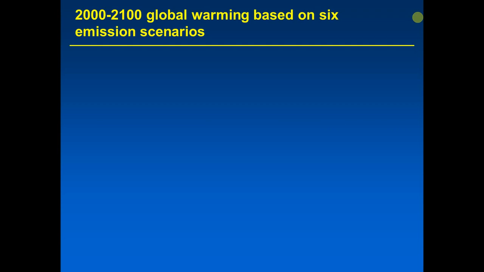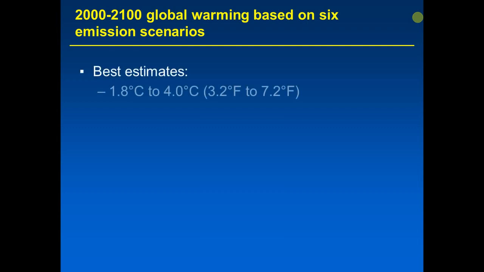The 2000 to 2100 global warming range based on the 6 emission scenarios: best estimates are between 1.8 and 4.0 Celsius, or for us Americans, 3.2 and 7.2 degrees Fahrenheit. Okay? So based on the 6 emission scenarios, most likely the best estimates are that the world is going to keep warming up, and the 21st century warming will be between 3.2 and 7.2 Fahrenheit.